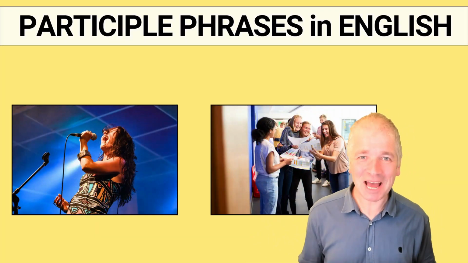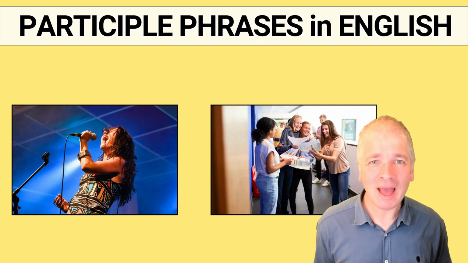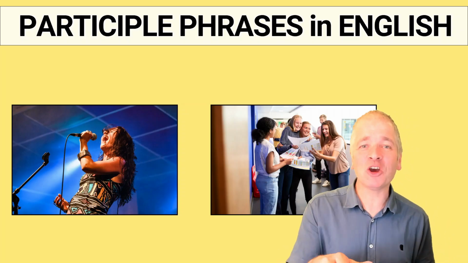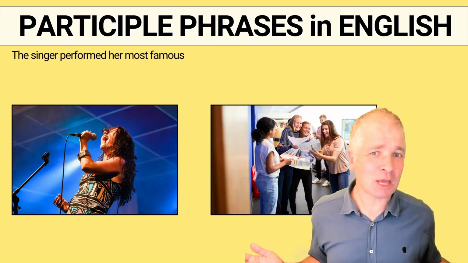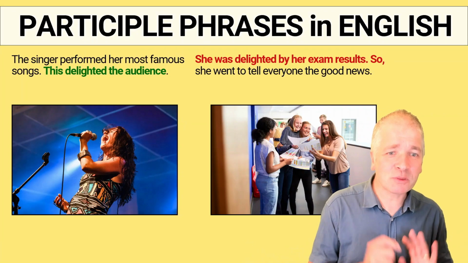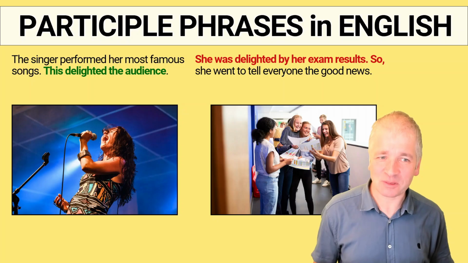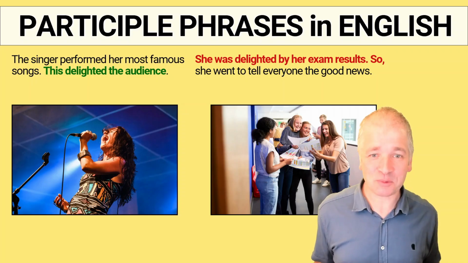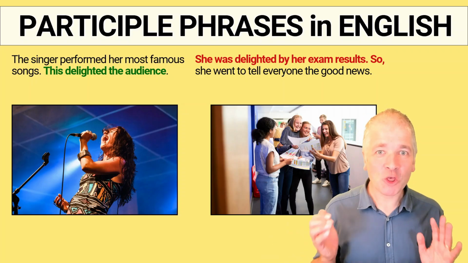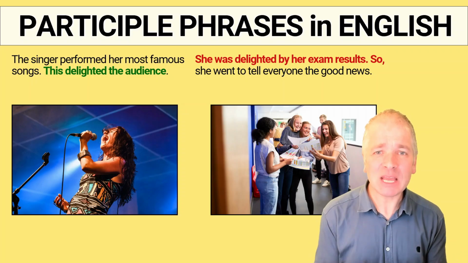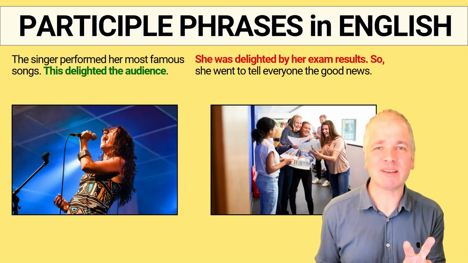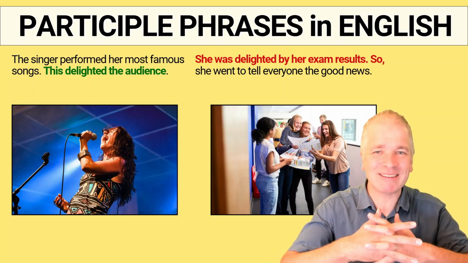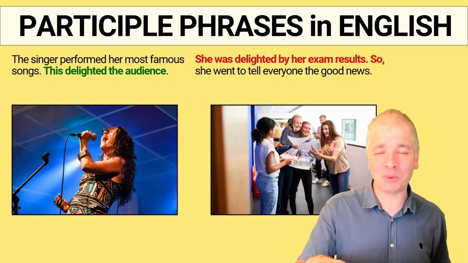On the left, you can see a singer performing in front of an audience, and behind me here, someone has just received their exam results and they're being congratulated by their friends. Here's a couple of sentences that could describe them. The singer performed her most famous songs. This delighted the audience. She was delighted by her exam results, so she went to tell everyone the good news. Now in these examples we have two sentences, but can we do something with participle phrases to connect the sentences together and make a better connection between them?